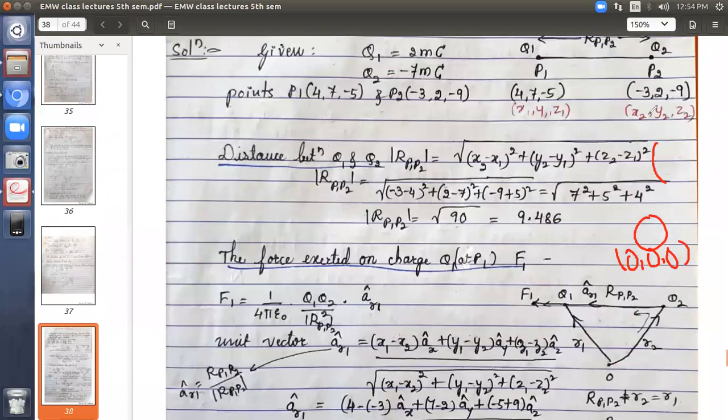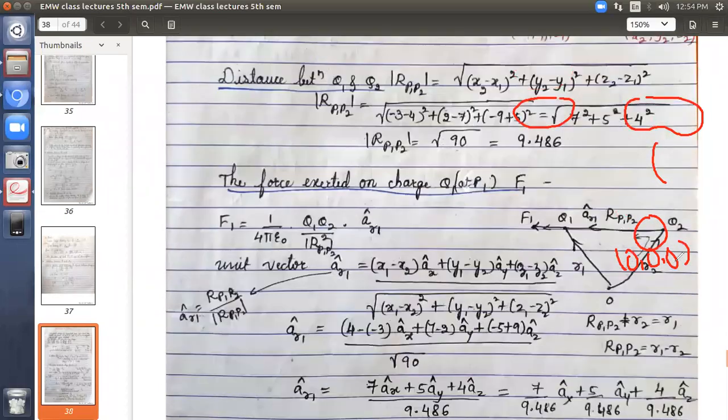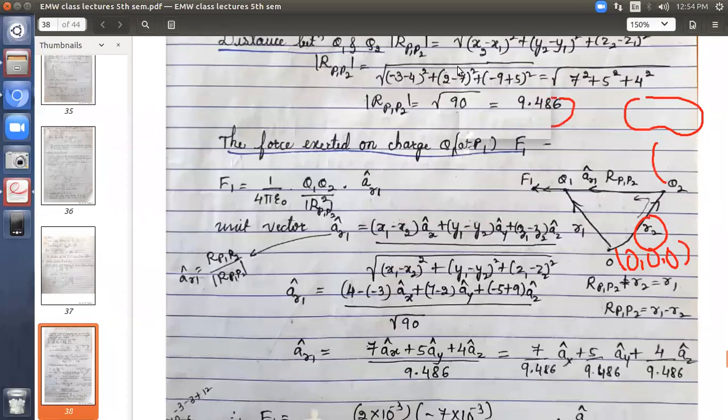If you see this figure, I have generally taken x2, y2, z2, x1, y1, z1. So let me take those points here. This point is x2, y2 and z2 for charge q2. And similarly for charge q1, I have taken x1, y1 and z1.